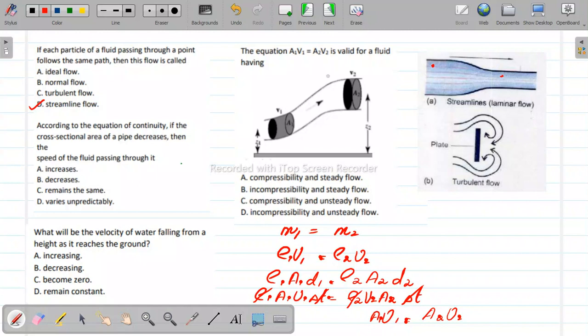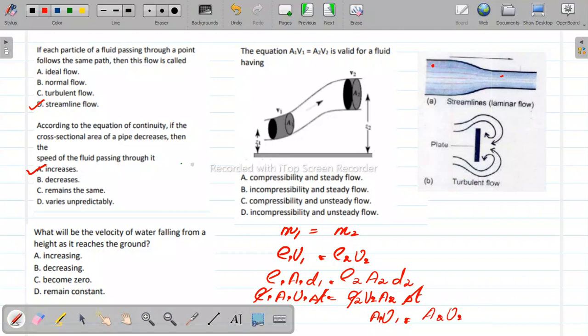This value shall remain the same at any other point during the flow of liquid. Now that we have seen what the continuity equation is, we should be able to answer this question. It says, according to the equation of continuity, if the cross-sectional area of a pipe decreases, then the speed of fluid passing through it increases. Because whenever the product of two values remains constant, if one value increases, the other must decrease to keep the product constant.